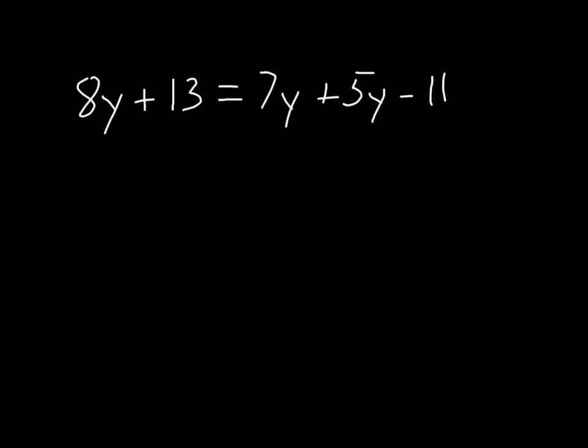Okay, so I'm going to solve this equation here that has variables on two sides of the equation. Again, the sides are shown by, usually I have my students draw a line, write down the equal sign. So there's a left side over here that has 8y plus 13 and a right side that has 7y plus 5y minus 11.